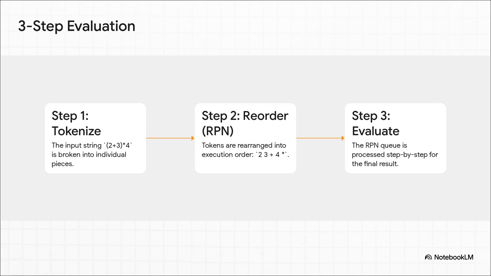And the whole process breaks down into 3 simple steps. First, we tokenize. We just take the input string and break it up into individual pieces, or tokens. Then we reorder. This is where the algorithm does its magic, rearranging those tokens into that computer-friendly RPN format. You can see how 2, 3, and plus end up together. And finally, we evaluate. The computer just crunches through that reordered queue step by step, and boom, you've got your answer.